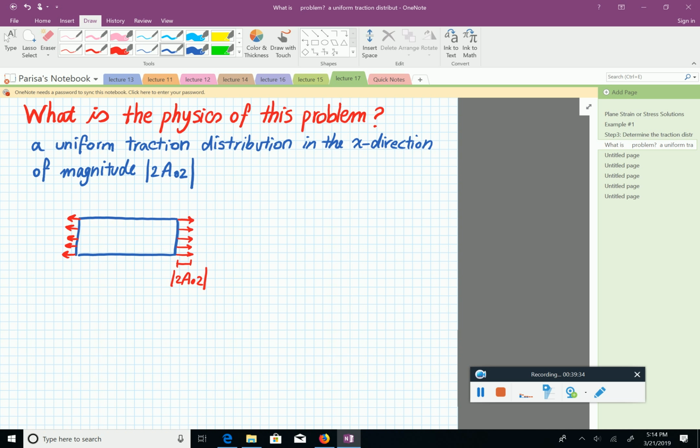So remember the Airy stress function? What was the form of this function? A02 y squared. Now you know that the coefficient of that, A02, has what type of meaning? Yeah, in this context, it is related to the magnitude of the force that you are applying to this rectangular domain. A little bit of physical meaning for that.